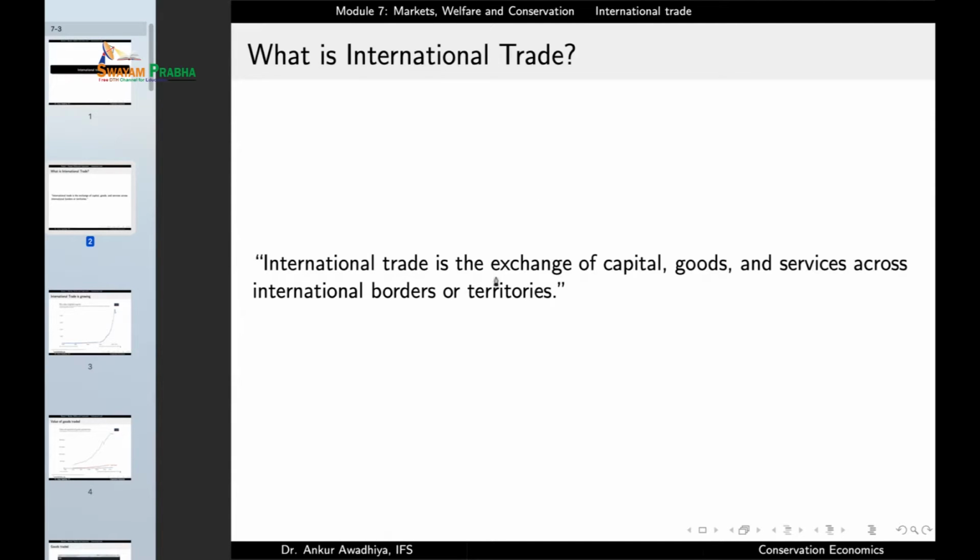So, the key term is exchange. In the case of international trade, there is an exchange of things which can include capital, goods, and services. But the important thing is that it should occur across international borders or territories. So, international trade is the exchange of capital, goods, and services across international borders or territories.